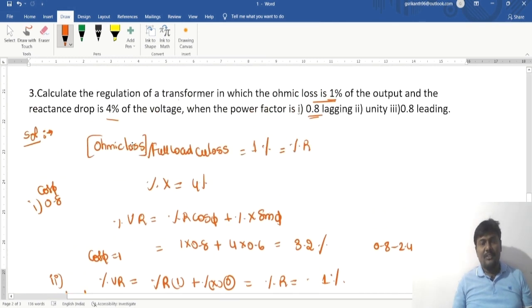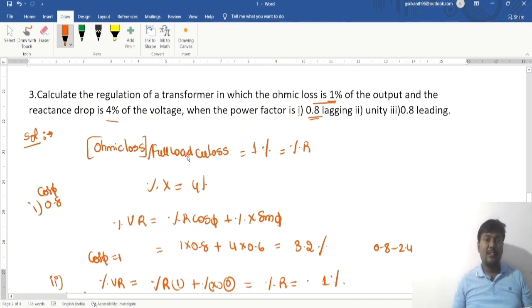And this problem is very, very important, and this problem is repeated many times. And this is a somewhat twisty problem. And this problem appeared in one of the GATE examinations also.